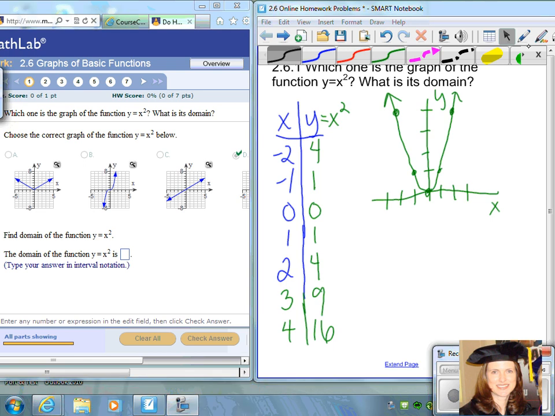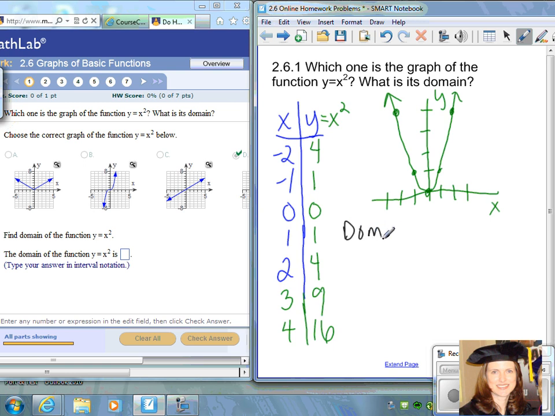Okay, for the domain, these are all of the values that you can plug into the function. And notice that we plugged in negative values and positive values, and there are actually no restrictions on the domain here. If you look at the graph, the domain is described by the x values in terms of how far to the left is this graph going to go and how far to the right is this graph going to go. This graph is going to continue forever to the left, forever to the right. So the domain is actually all real numbers.